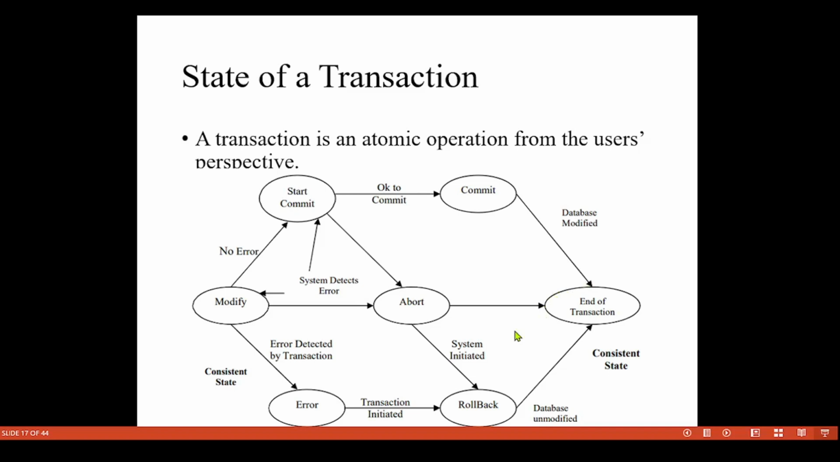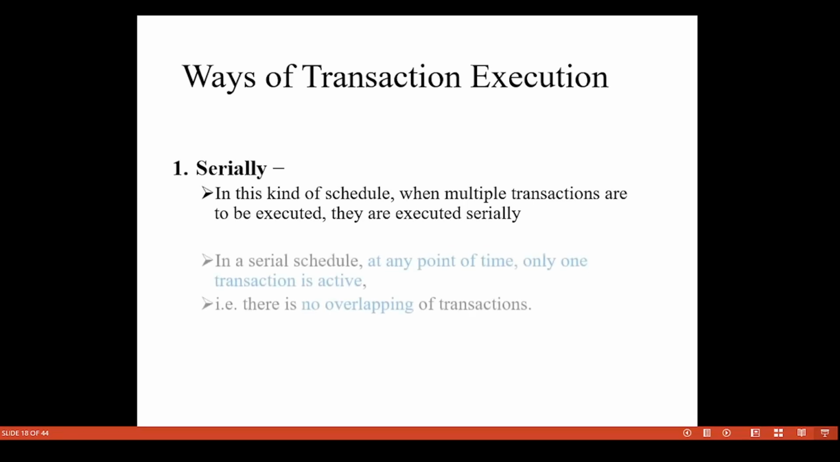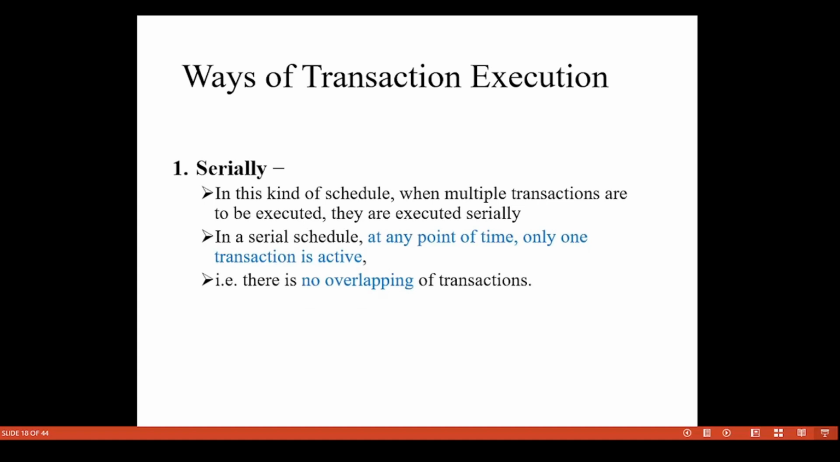This is the status of a transaction from the system perspective. The next is ways of transaction execution. We have two ways of transaction execution: serial transaction execution and concurrent transaction execution. In serial transaction execution, transactions are executed serially.